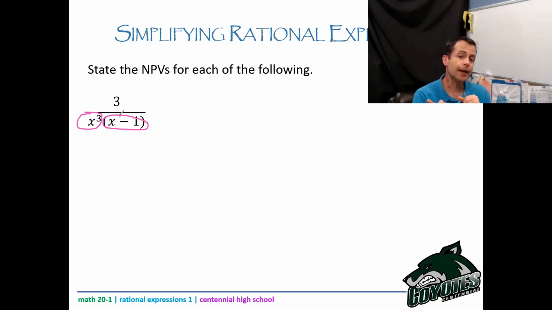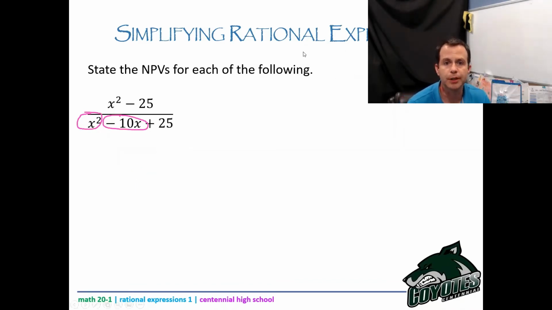Okay. Then with my x minus 1, what value for x would cause x minus 1 to become 0? That would be a 1. So there are 2 non-permissible values here. X can't be 0 and x can't be 1. Okay, good. Now we get a little bit more complicated.